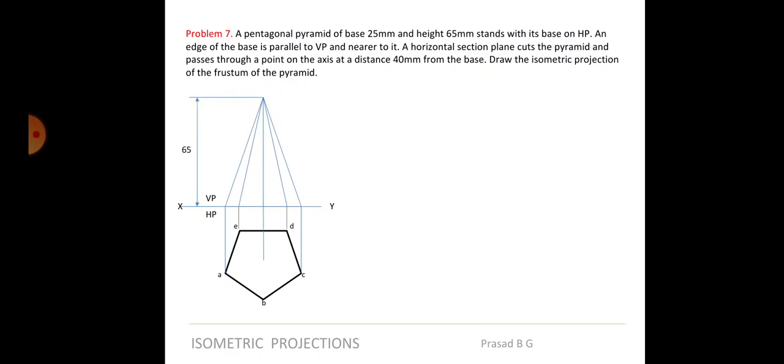Okay, total height is 65. Then you have to draw a line like this as I told you, and what should be the distance of that? That should be 40 mm. Okay, I hope it's clear. So you cannot get it by calculation. You have to draw it to the actual scale and only then you can get it. Got it?